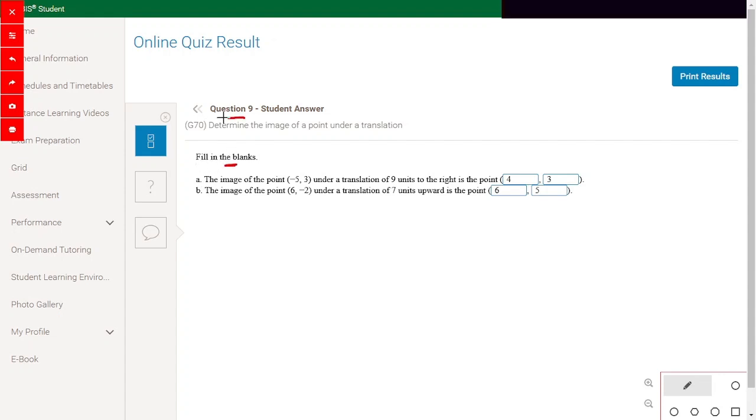Now fill in the blank. Question number 9. The image of the point minus 5 and 3 under a translation of 9 units to the right. X is minus 5. I'm moving 9 units. From this one to 0, it's 5, so from 9, it's 4. It will be minus 5 plus 9, because I'm moving right, it's positive. Okay?